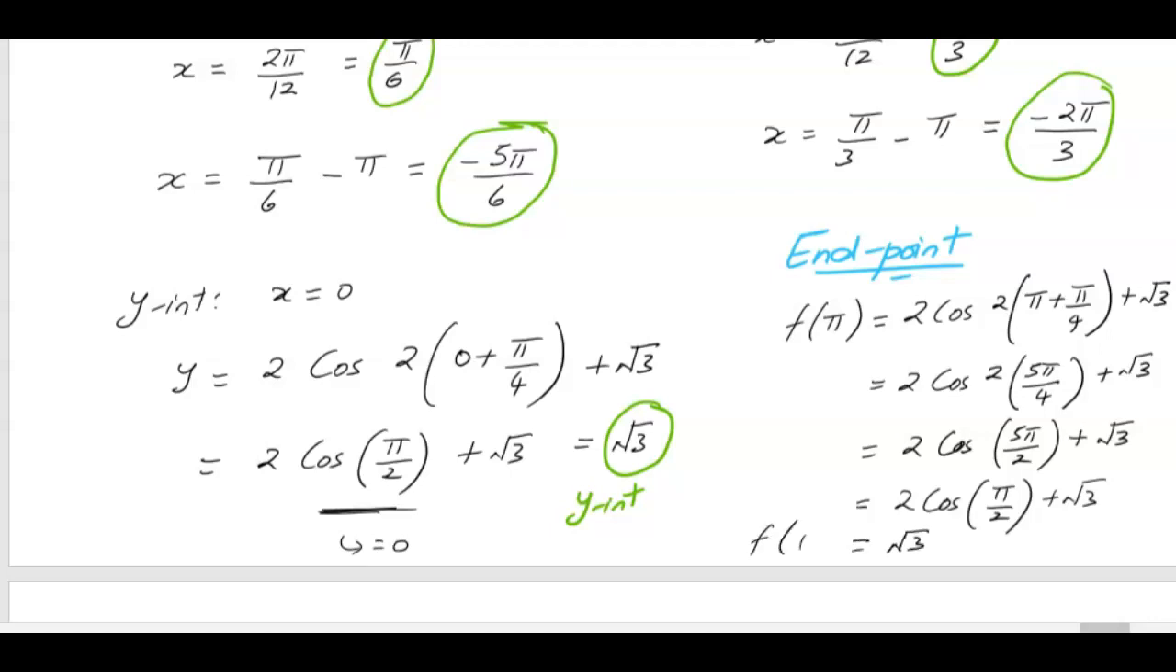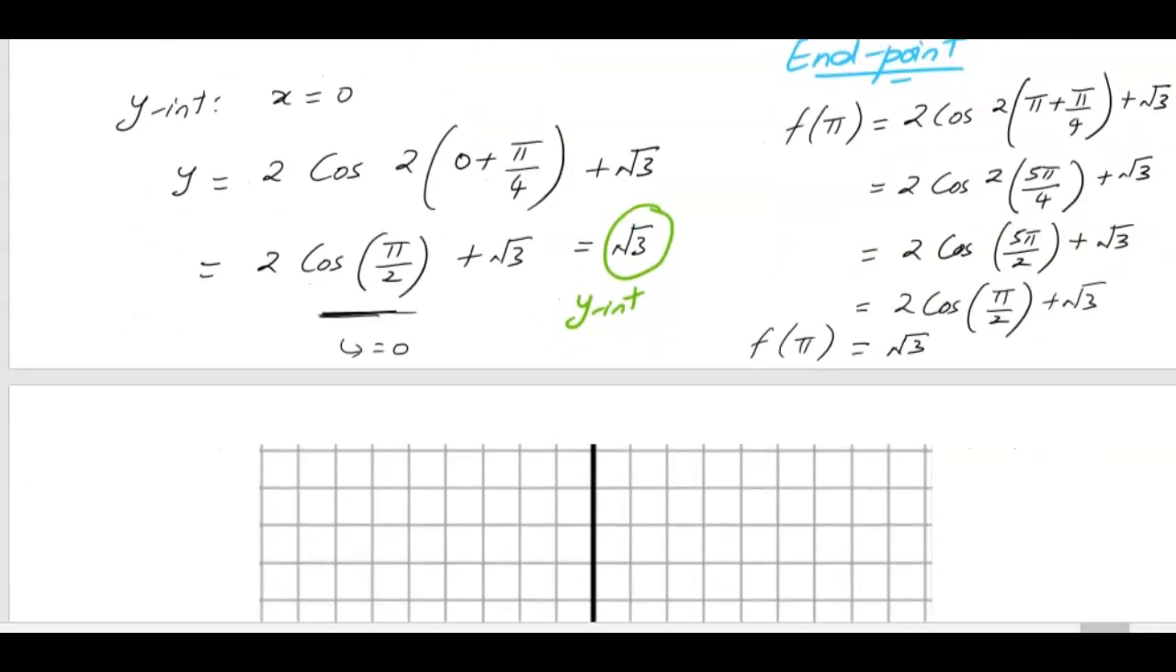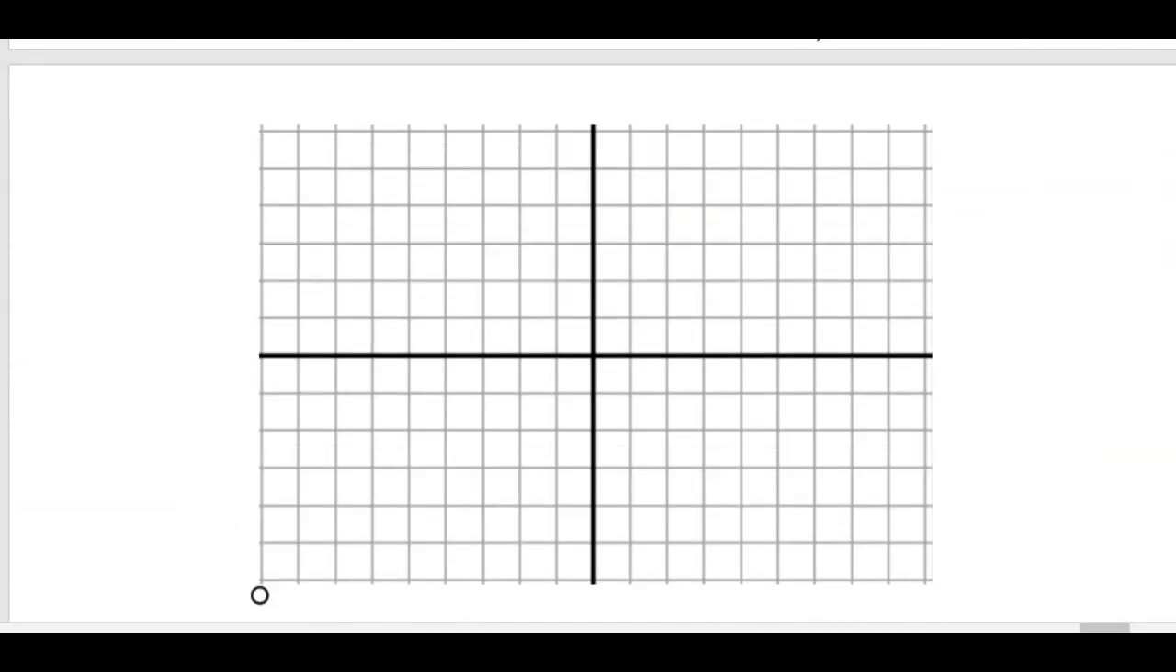So the value of the function when x is equal to pi is the square root of 3. So I'm just going to compile all of that in the very next page. So let's start by doing that. I'm just going to create some space.